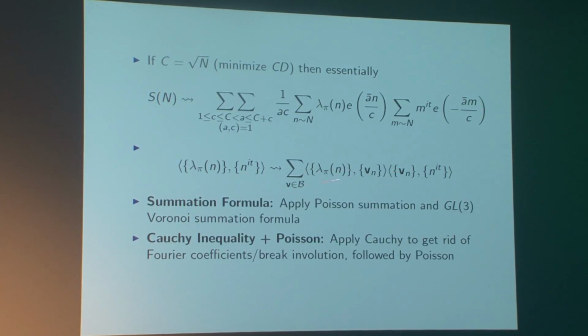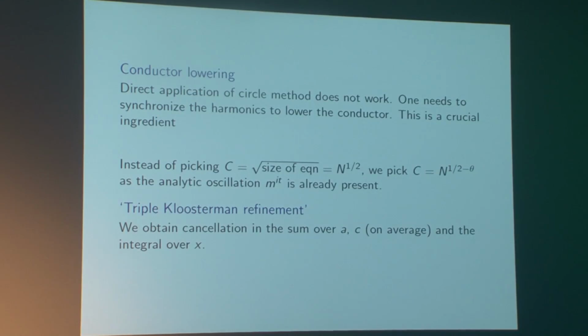So it's like an expansion with respect to some basis, where the basis comes from the circle method. Okay, and then the idea is just to use some Poisson summation, Voronoi summation formula here, and once that gives you some saving, you then use Cauchy to break the involutory thing, and then again you apply another Poisson summation formula, and this works.